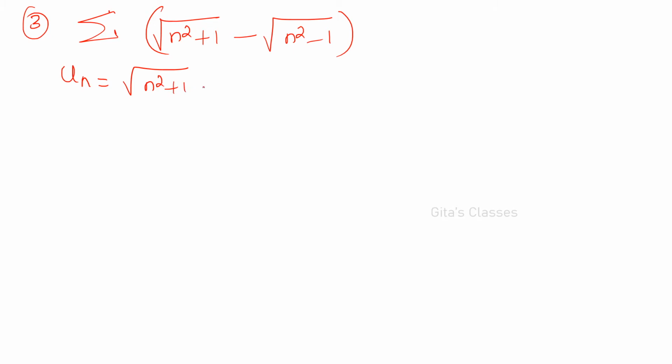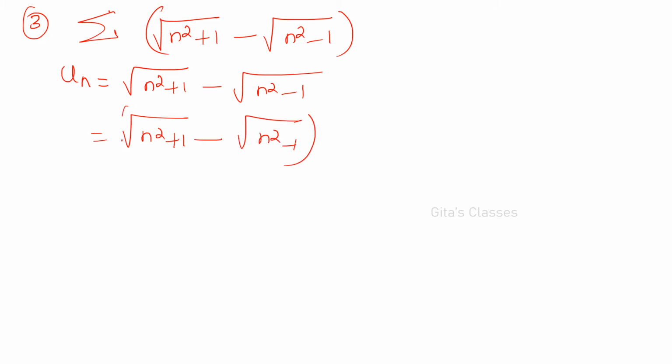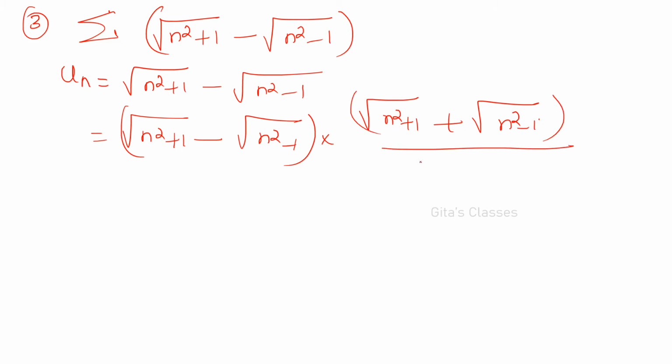Let us see. Root of n squared plus 1 minus root of n squared minus 1. See, I want everything in the denominator. N should be in the denominator. So to bring it to the denominator, multiply and divide by its conjugate. Here you have minus, so plus. So this is equal to root of n squared plus 1 minus root of n squared minus 1 into its conjugate, root of n squared plus 1 plus root of n squared minus 1, divided by the same thing, root of n squared plus 1 plus root of n squared minus 1.